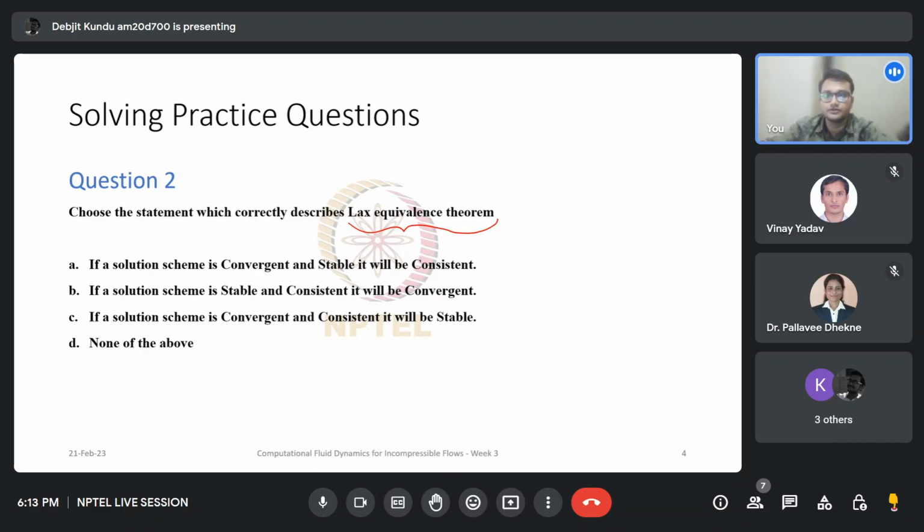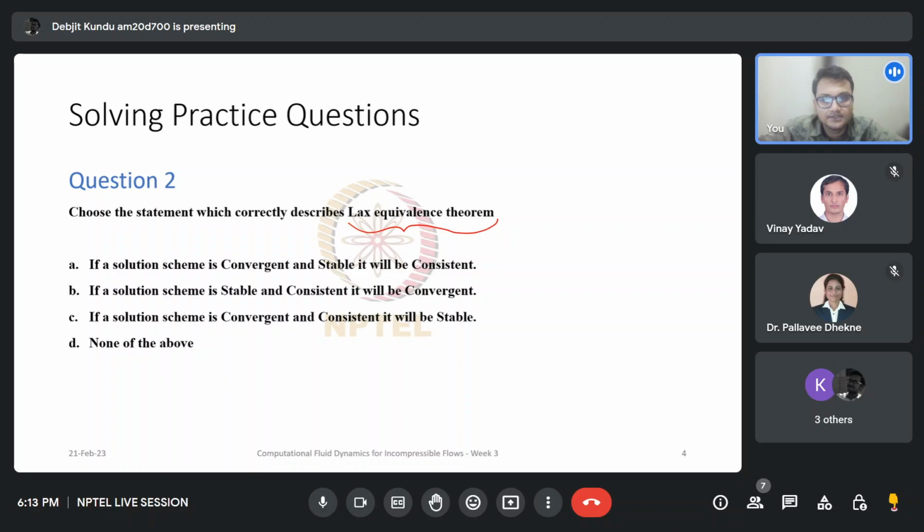Option A is if a solution scheme is convergent and stable, it will be consistent. Option B is if a solution scheme is stable and consistent, it will be convergent. And option C is if a solution scheme is convergent and consistent, it will be stable. And option D is none of the above. So, option D says none of these are correct. Which one would it be?